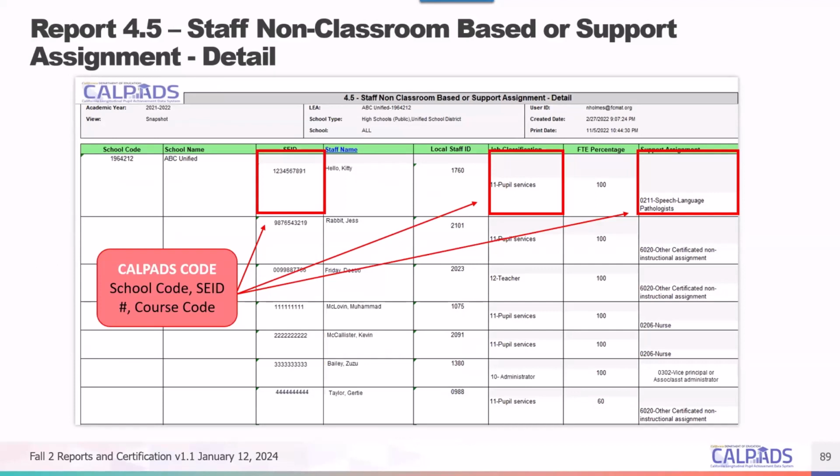Report 4.5, staff non-classroom based assignment or support assignment detail. So a lot of the reports again focus on the teaching assignment. Assignment monitoring also focuses on your pupil services and admin staff. So this report is used to ensure that you have the correct job classification code, right? You don't want to have teachers reported as administrators if they don't have the administrative services credential, and then those different support assignments.